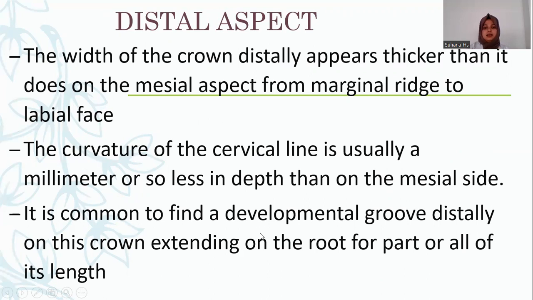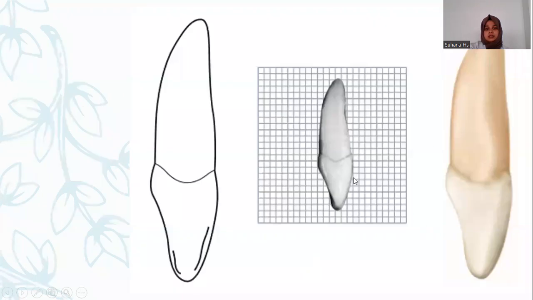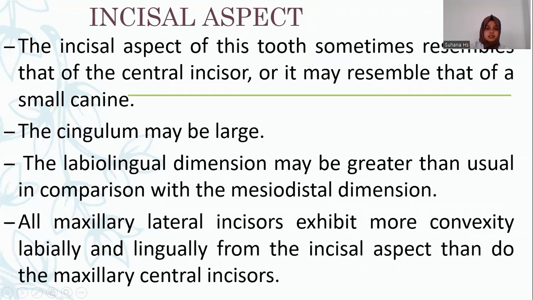Here, there is a developmental groove appearing from the crown and extending towards the root. This is the distal aspect, showing the developmental groove extending towards the root. Next is the incisal aspect.